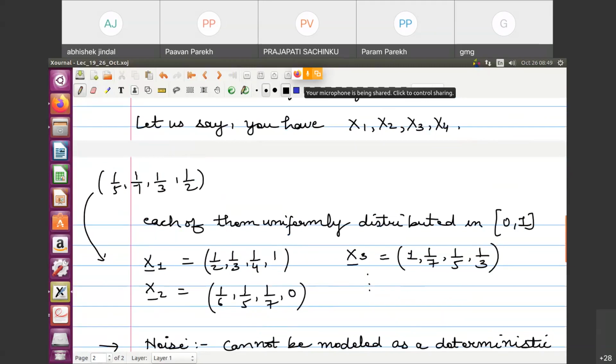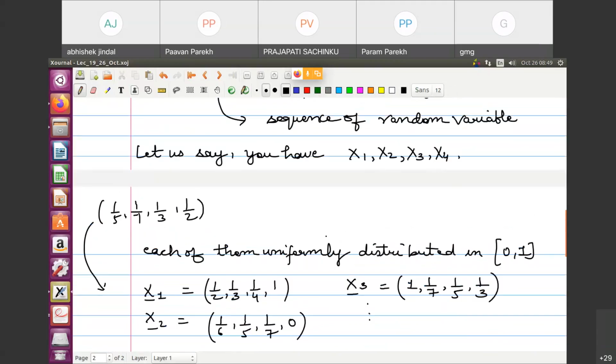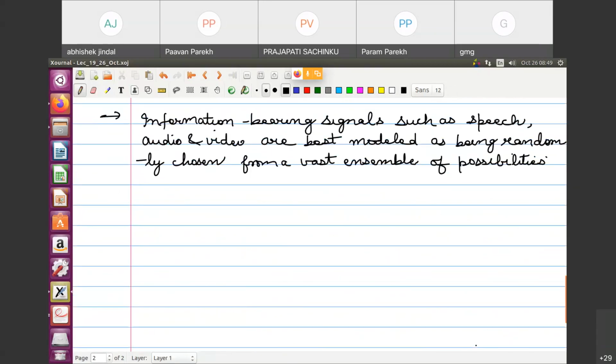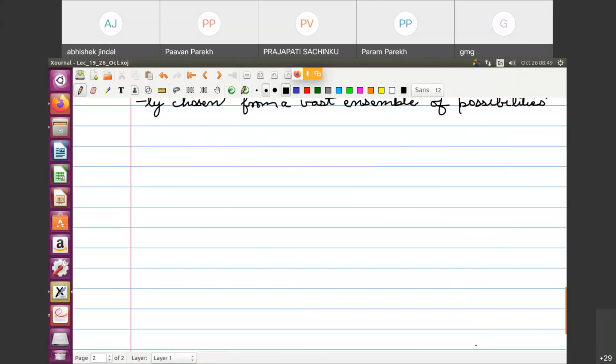Because this is appearing randomly, if I am just running the experiment and getting something, and each of them is a random variable, this whole thing also becomes a random variable. But the best way to model it is that we have chosen this randomly from all possible possibilities. Okay, we will see this. At this point you can just take it as it is, but we are developing the theory, so you will understand.